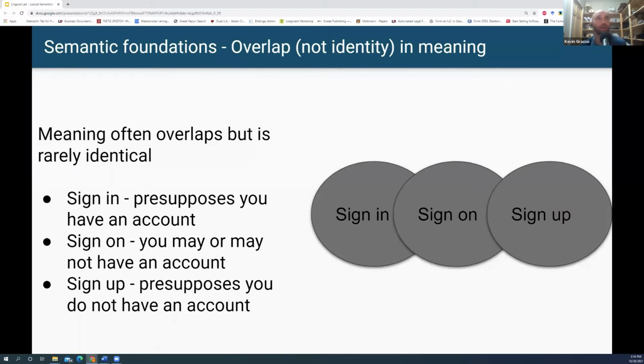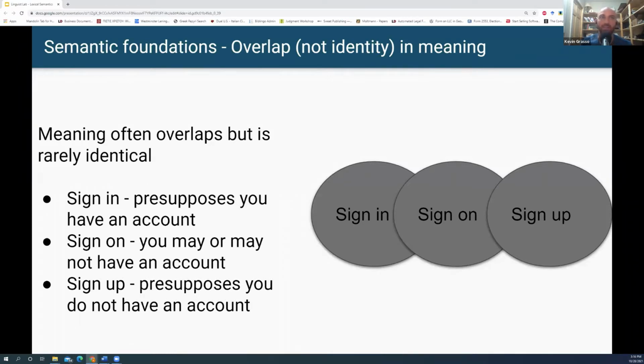Okay, and then another important point is that meaning often overlaps, but is rarely identical, rarely or never. So what I mean by this is that when you're analyzing something, and you're looking at so-called synonyms, the assumption is that there are some contexts that they will both fit in, and then there are other contexts that they won't both fit in.